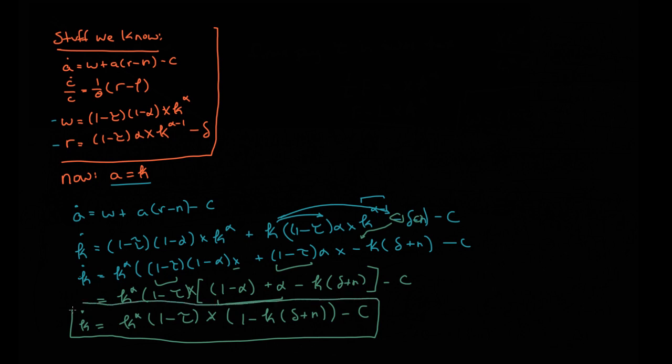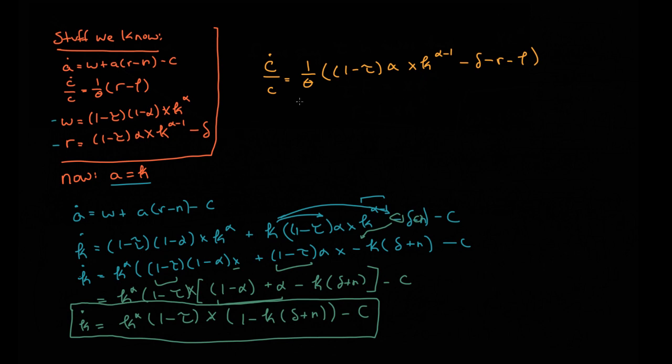So all that's left now is to plug the rental rate into the Euler equation, and then we'll be done. So we have that c dot over c is equal to 1 over theta, times, let's just plug it straight in. So that's going to be 1 over theta, 1 minus tau, alpha x k to the alpha minus 1 minus delta minus r minus rho.